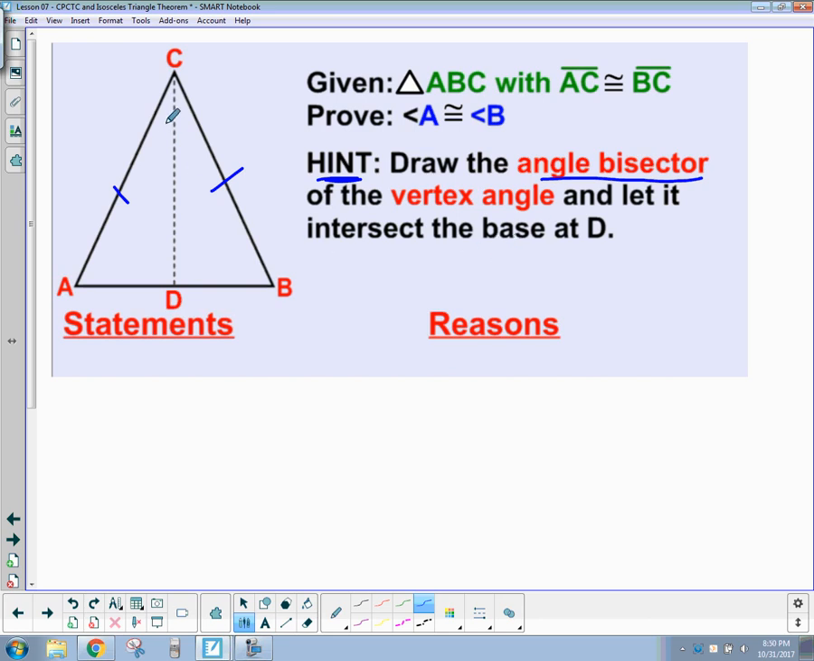So let's start off. We have 1, which is going to be given, so we have triangle ABC with AC being congruent to BC. And we made those marks. And again, this is given.